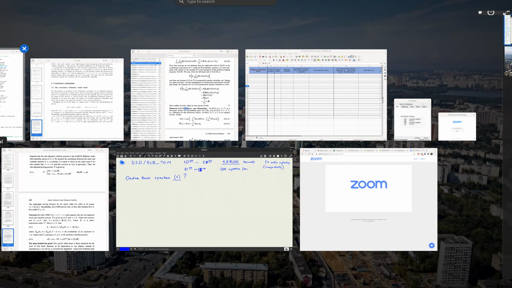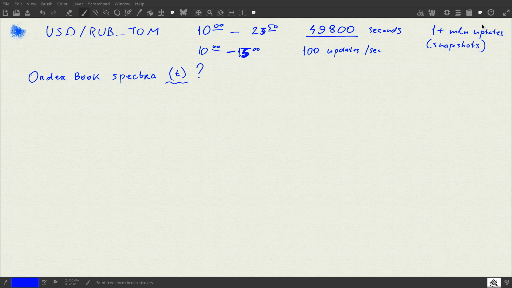So how can we check whether the order book has a statistically similar stationary structure over time, or it is not? What do you think? How can we do it? Maybe we can apply some statistical tests on the distribution. Yes. We can indeed apply statistical tests on the distribution.